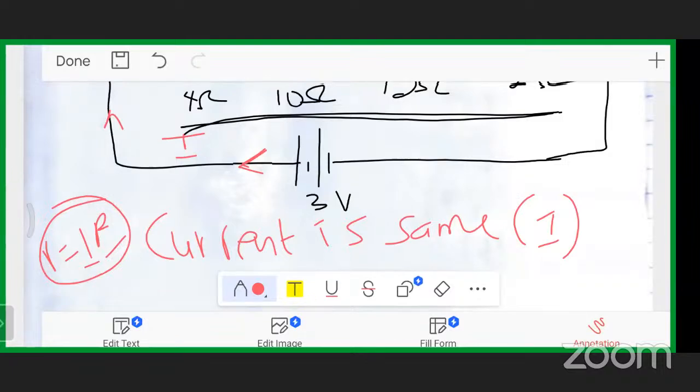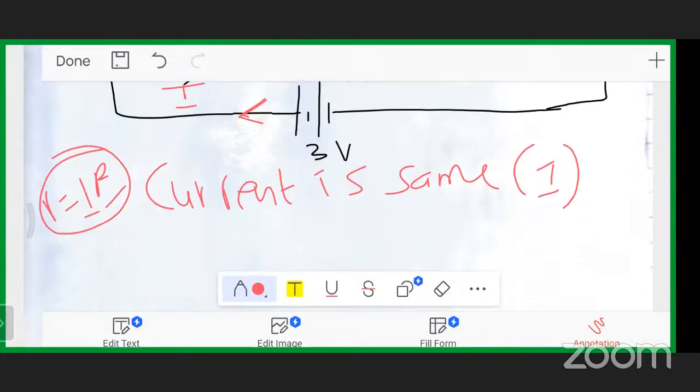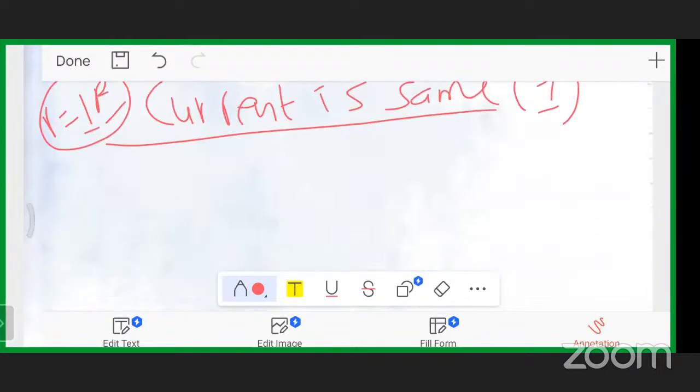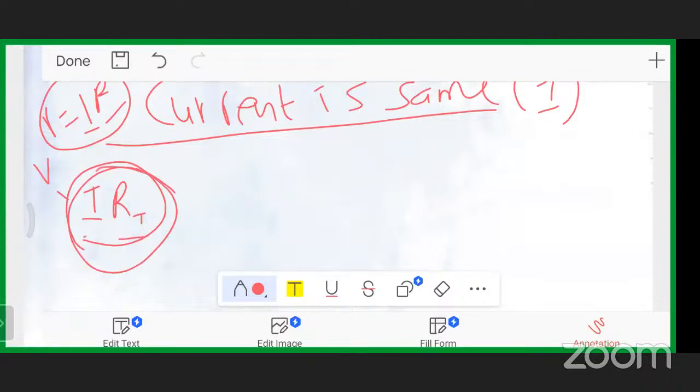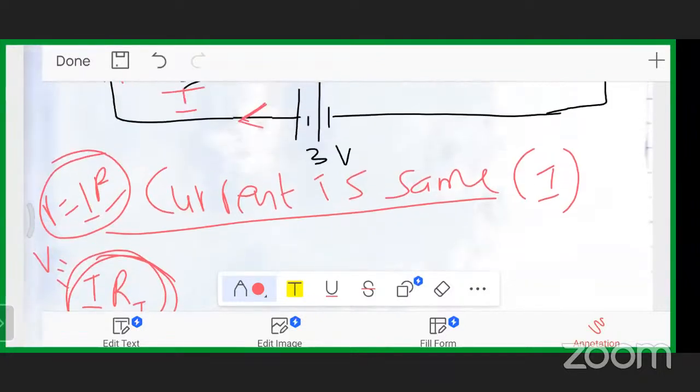So we can proceed. If we have the total current I flowing in the circuit, and we also have the total resistance RT, we can call it RT or RE for effective resistance. This will give you the total voltage in the circuit. The total voltage is simply I times RT, the total current times the total resistance.